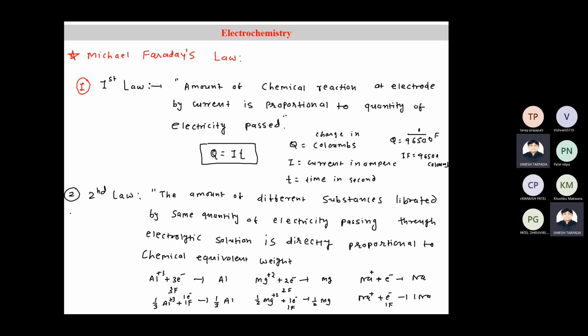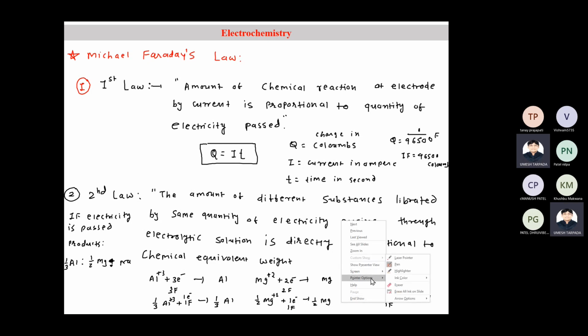So in this case, we have passed 1 Faraday of electricity in all 3 different electrodes. So the product formed is: aluminum is obtained only 1/3 mole, magnesium 1/2 mole, and sodium 1 mole. So in short, the amount of product formed is inversely proportional to the charge.